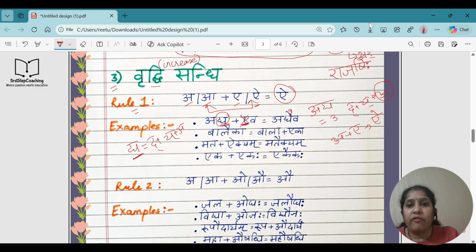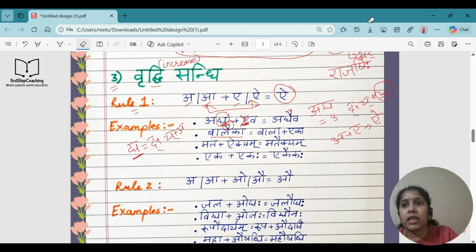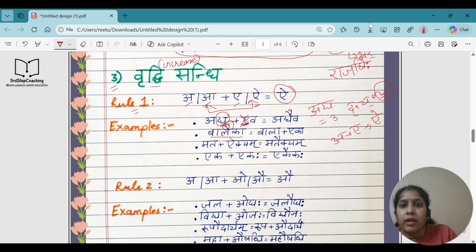Now next one. If you just want to split it, like this is balaika, so you can see that there is a bade ki matra. So the chances are that it is a Vriddhi Sandhi. Correct. So let's do this one. It should be something like the first word is ending with the a and the second word is starting with a. Right. It should be something like this.